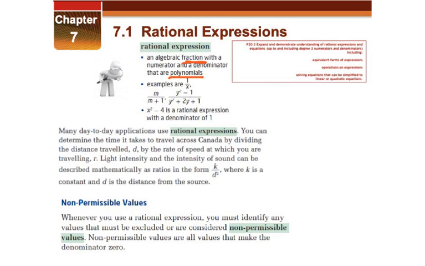So as long as it's a fraction and as long as we have polynomials, we have a rational expression. What we're going to talk about at first is things that are called non-permissible values. Now, this relates because we are dealing with fractions. We can't have a 0 in the bottom of a fraction. And because we're dealing with polynomials, with variables, depending on what number we substitute in for the variable, the bottom of the fraction could work out to 0. So we need to take these into account and we need to find them.